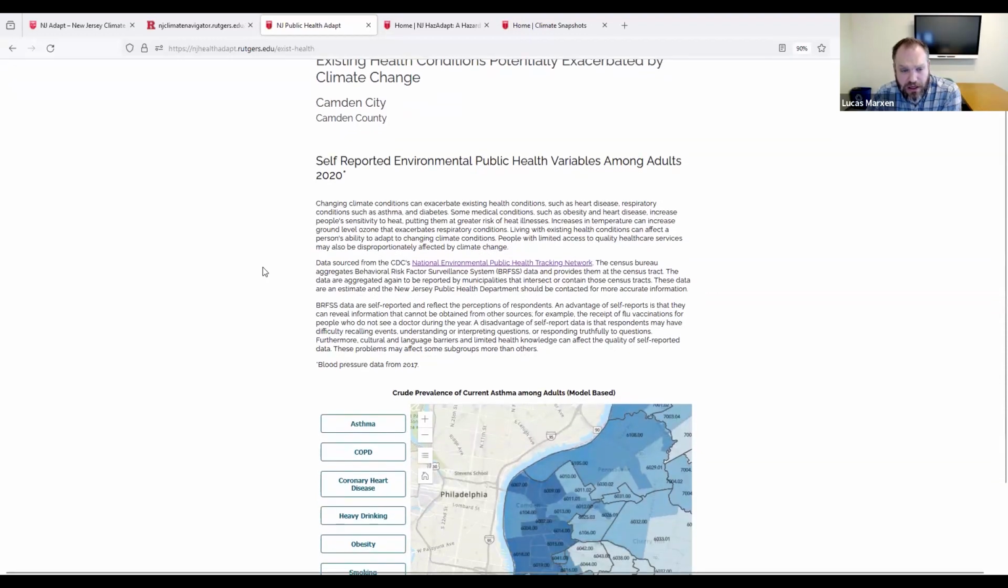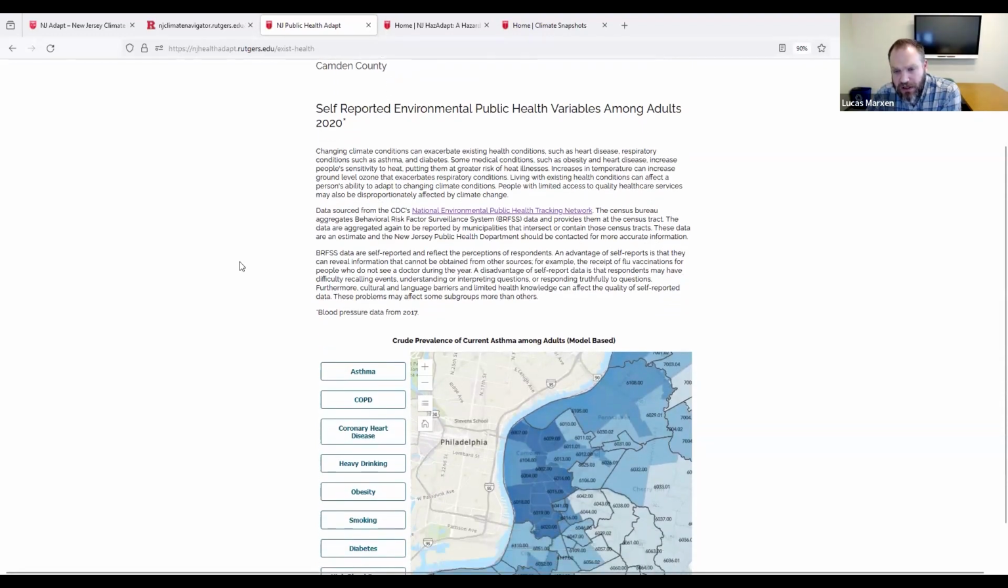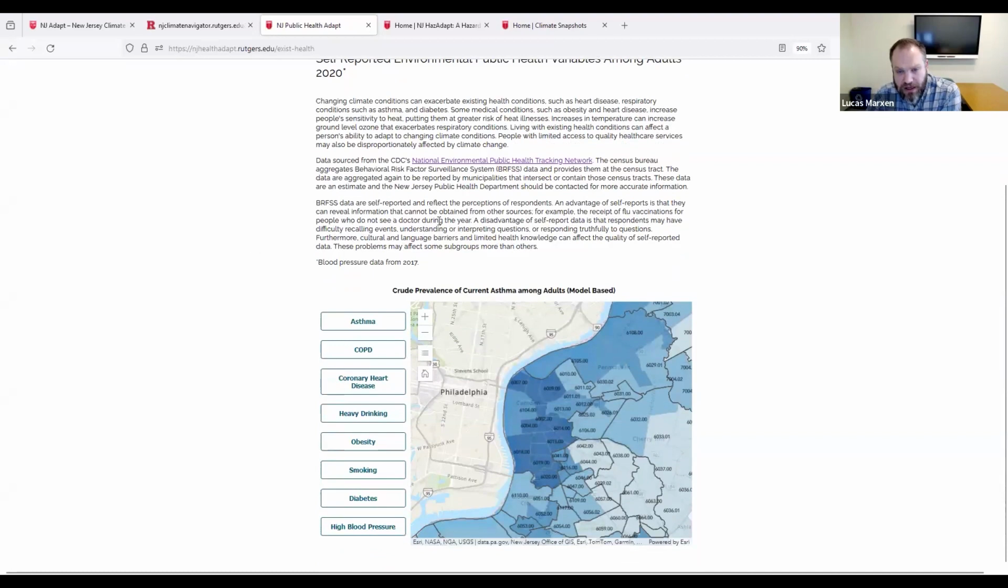And so this is data that comes from the CDC's National Environmental Public Health Tracking Network. It's part of their Behavioral Risk Factor Surveillance System data. This is self-reported data on different types of health impacts and health conditions that are reported at a local level and then are modeled out to the census tract. And so you'll see here we have a map showing the concentrations. You can pull up the little legend here to see the percent prevalences for each of these. So in this case, we're looking at asthma prevalence across census tracts in New Jersey.